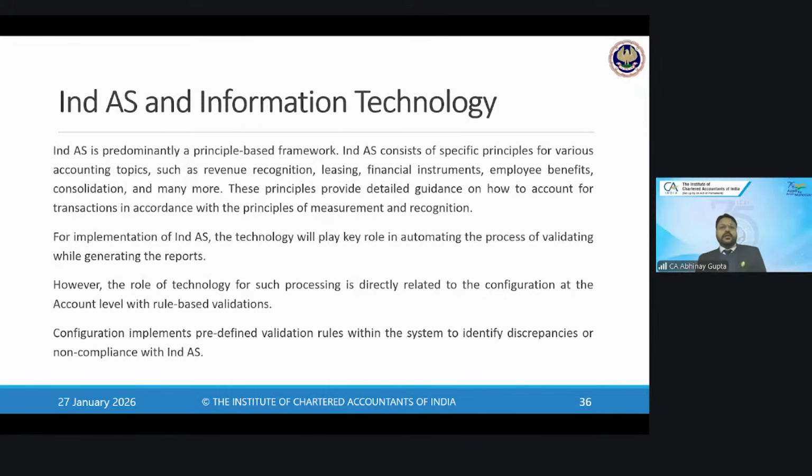Okay. Now, Ind AS and the IT, information technology. What do you think? What is the nexus between the two? Both are starting with I.